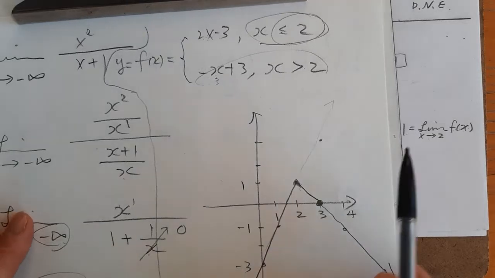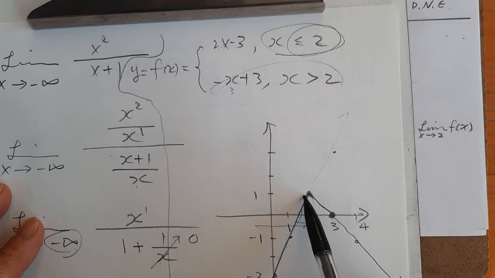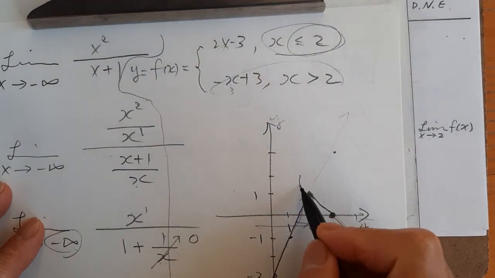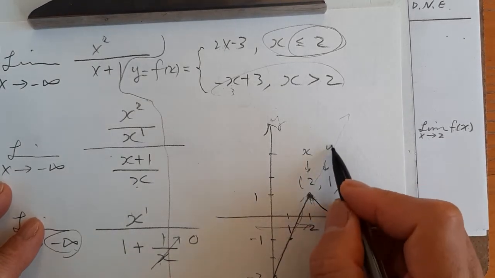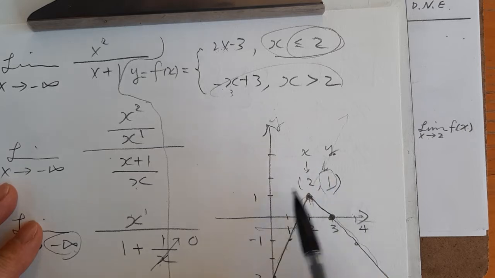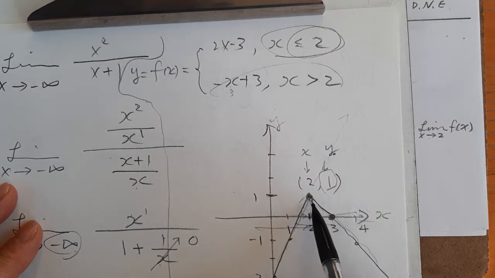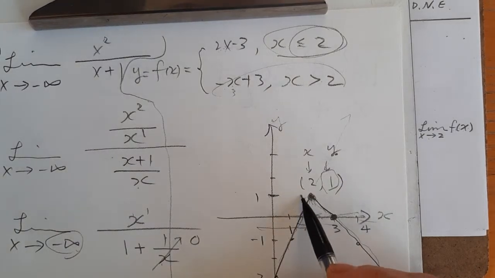So when x approaches 2 from the left-hand side, the function value approaches 1. When x approaches 2 from the right-hand side, the y value is, this x is 2, y is 1. This is x, this is y. So y approaches 1 when x approaches 2. And then this graph is continuous over here.